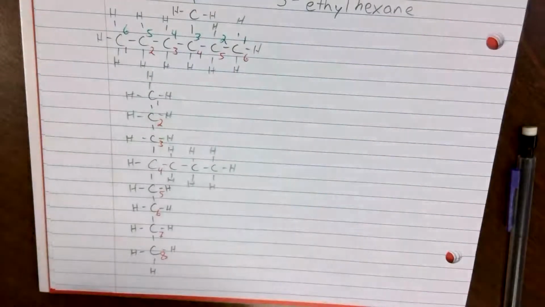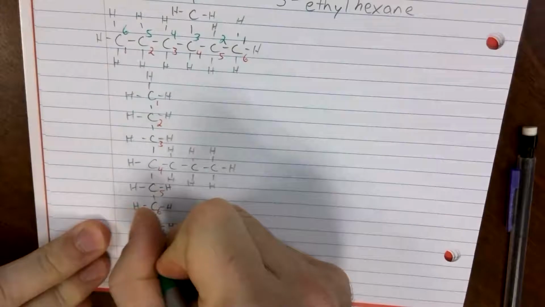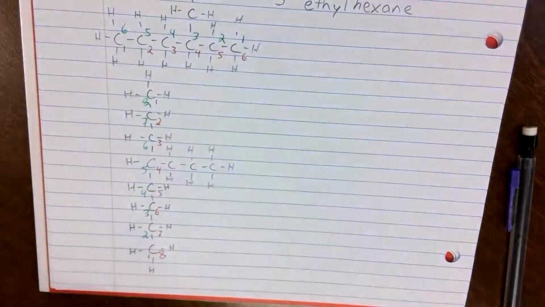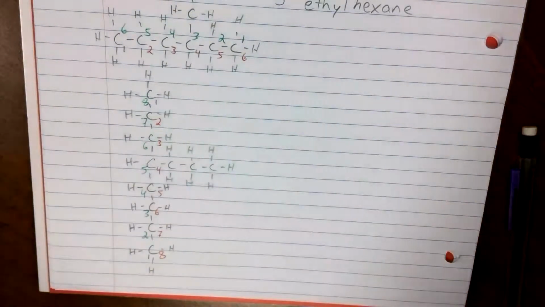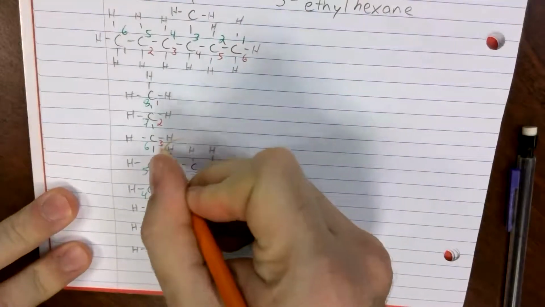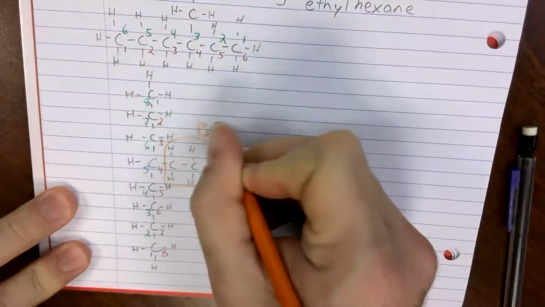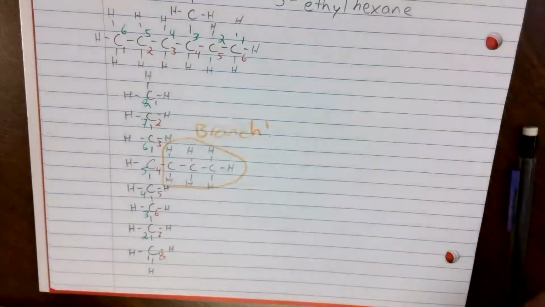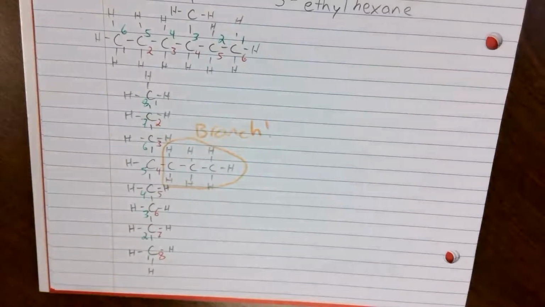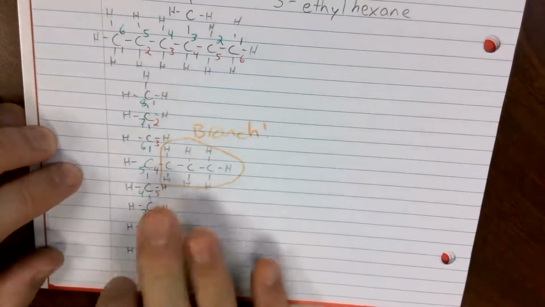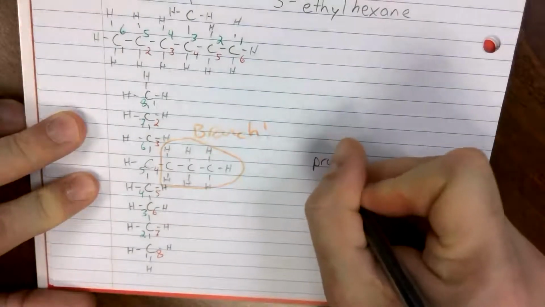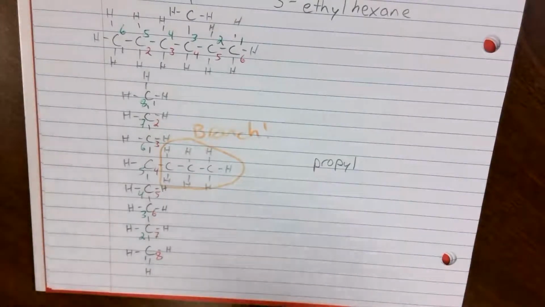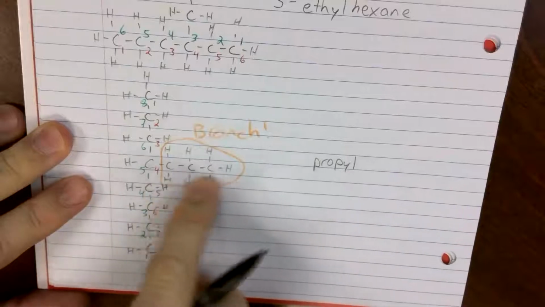Can I go back the other way just to make sure we don't have a lower numbering scheme that way? And here is the branch. There's the branch. So we go ahead and we name this. And again, you guys were super, super close. Propyl is 3 carbons. You guys were just calling it butyl. That was the only big mistake there. So propyl for 3 carbons.